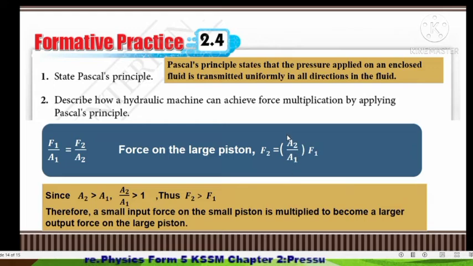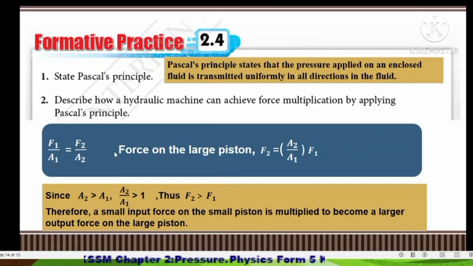This will produce the force on the second piston or output piston, F2 equals the ratio of A2 to A1 multiplied by F1. So for the hydraulic system, area A2 is greater than A1. This will cause the ratio of A2 to A1 to be greater than 1. Thus, what happens to the force produced? The output force F2 is greater than F1. Therefore, a small input force on the small piston is multiplied to become a larger output force on a large piston.